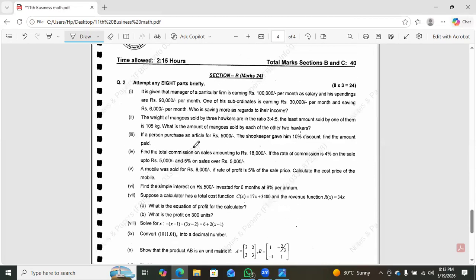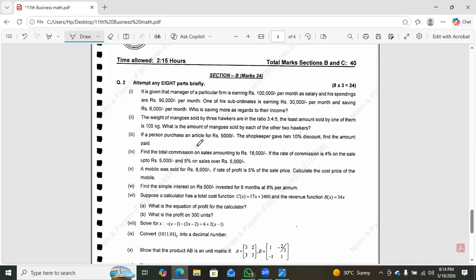In past paper section B, these are the most important topics you have to go through. It is given that the manager of a particular firm is earning rupees 100,000 per month as salary and his spendings are rupees 90,000 per month. One of his subordinates is earning rupees 30,000 per month and saving 6,000 per month. Who is saving more as regards to their income? The weight of mangoes sold by 3 hawkers are in the ratio 3:4:5. The least amount sold by one of them is 105 kilogram. What is the amount of mangoes sold by each of the other 2 hawkers?